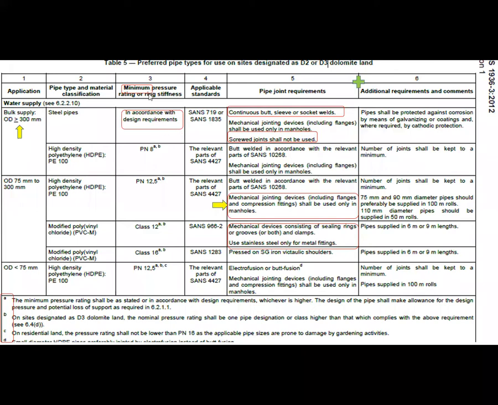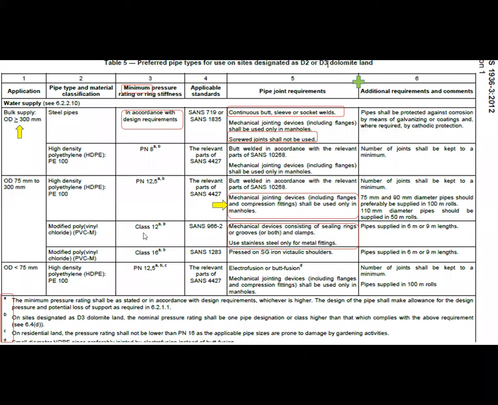And when you read the minimum pressure ratings, the point that I do want to make to you is, for example, here's class 12, and it says A and B. So always read, if there's an A or a B or a C or D, read it with the legend for guidance as to how you must read that class 12.